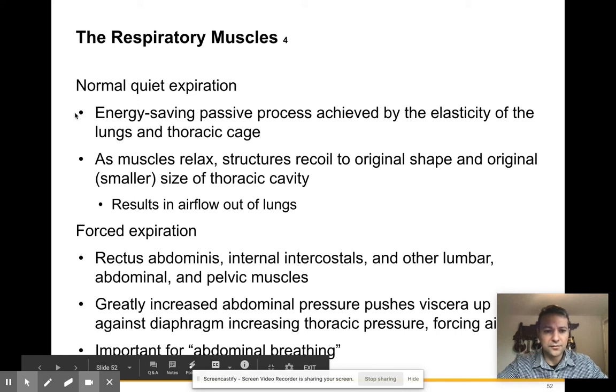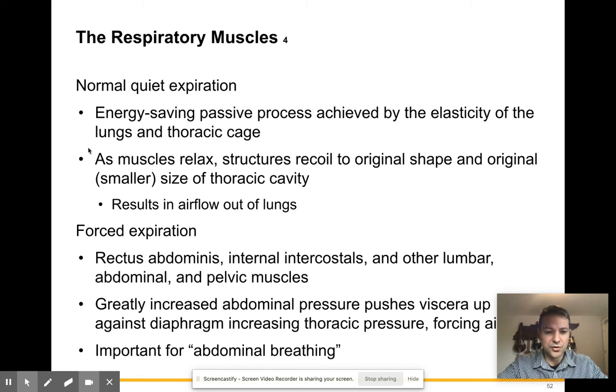Okay, so now we have 2 types of expiration. We have normal, quiet expiration. Okay, it's very energy saving, passive process. When muscles relax, structures recoil to their original shape and to their original size. And the end result is air flowing out of the lungs. Okay, so that's normal, quiet expiration.